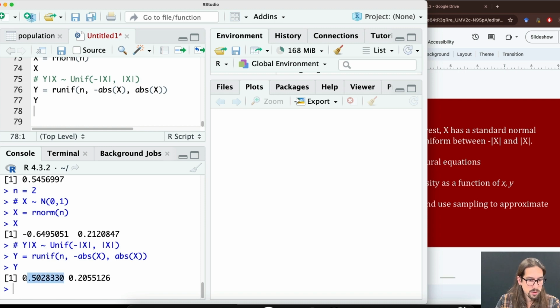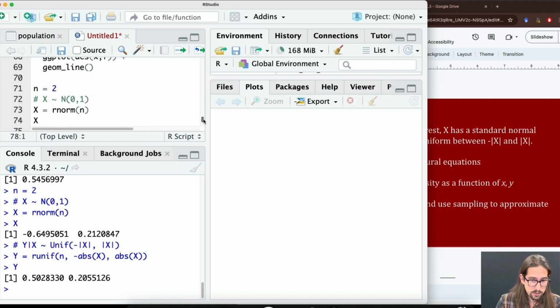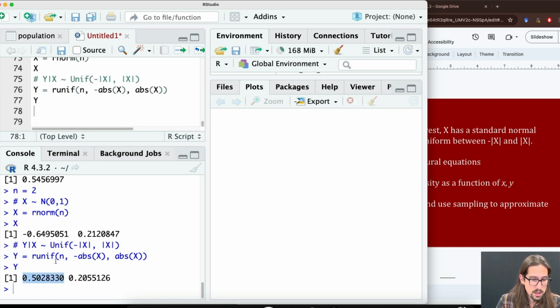So you can see that here, right? This is a 0.5. This number could not be drawn from the uniform distribution with this as its min and max. It's too big. So the value of y that we get here is conditional on the value of x for that person that we got up there.